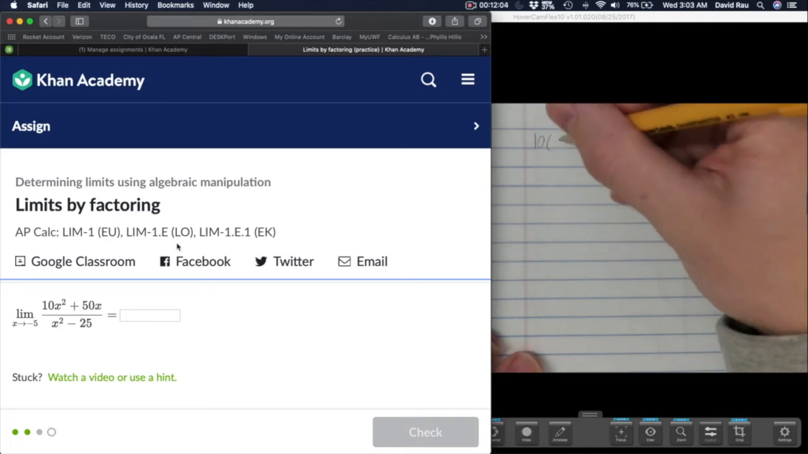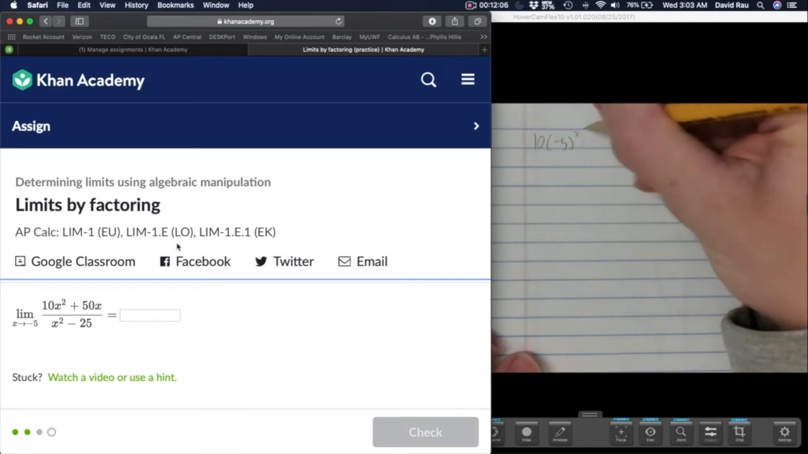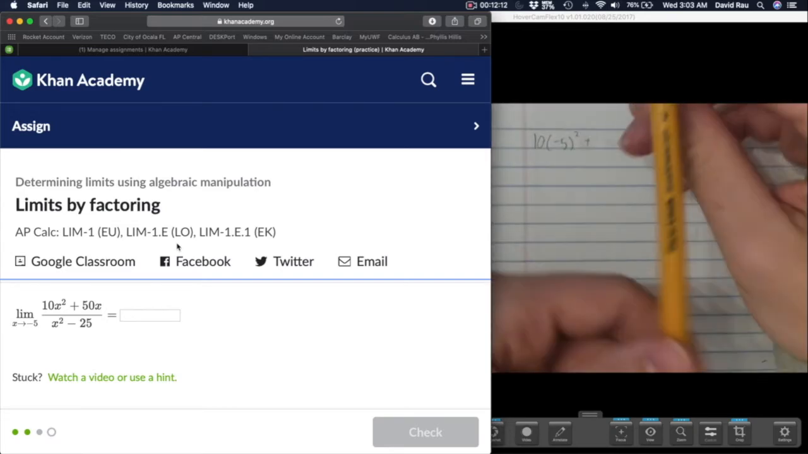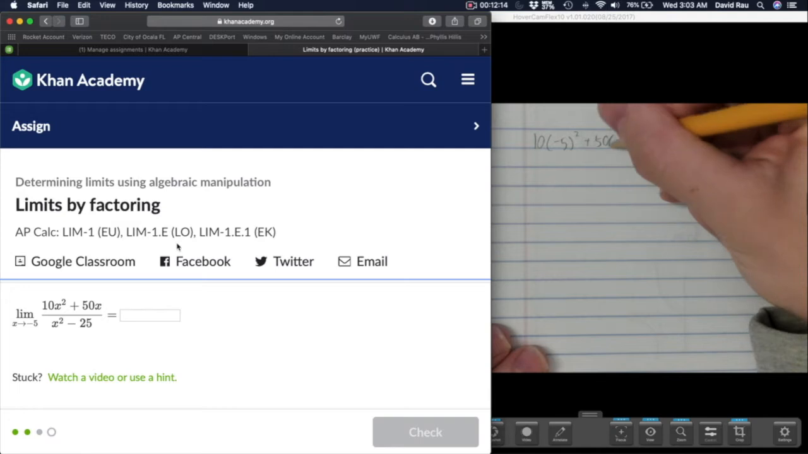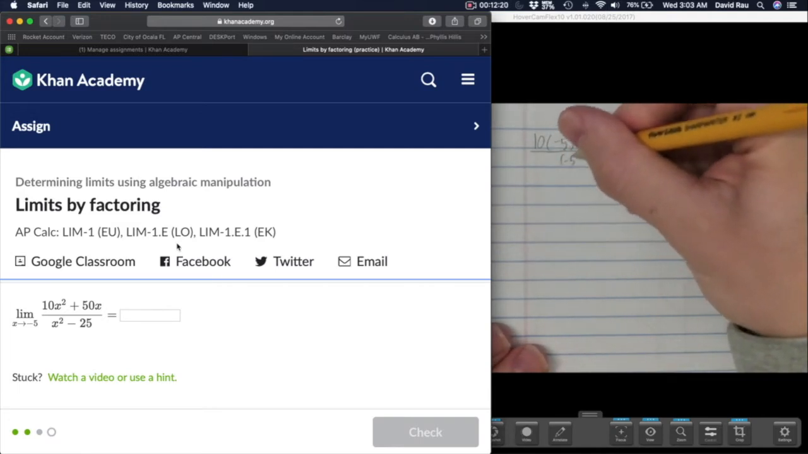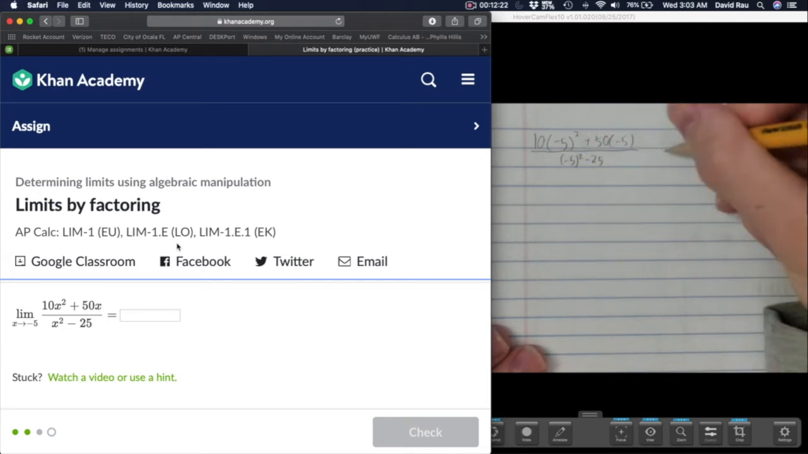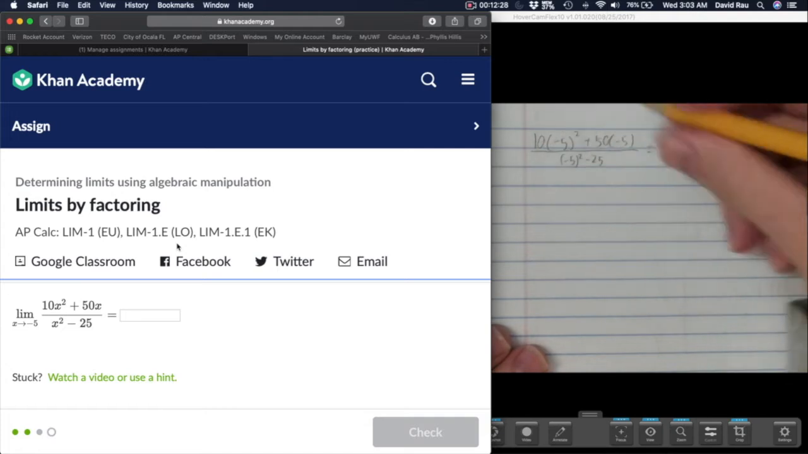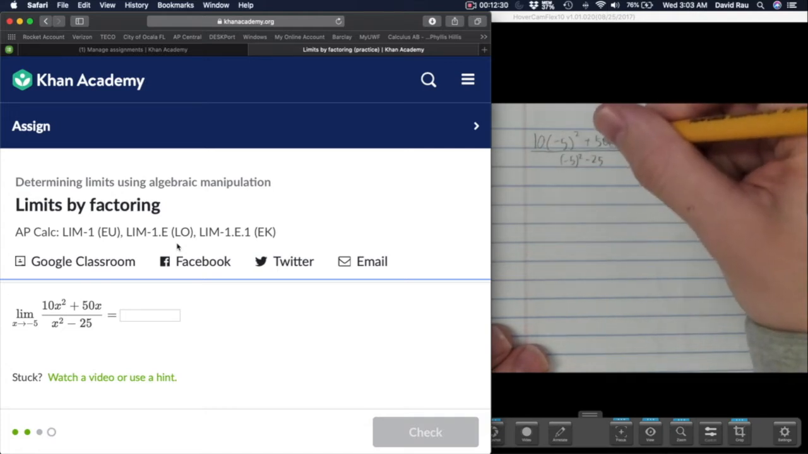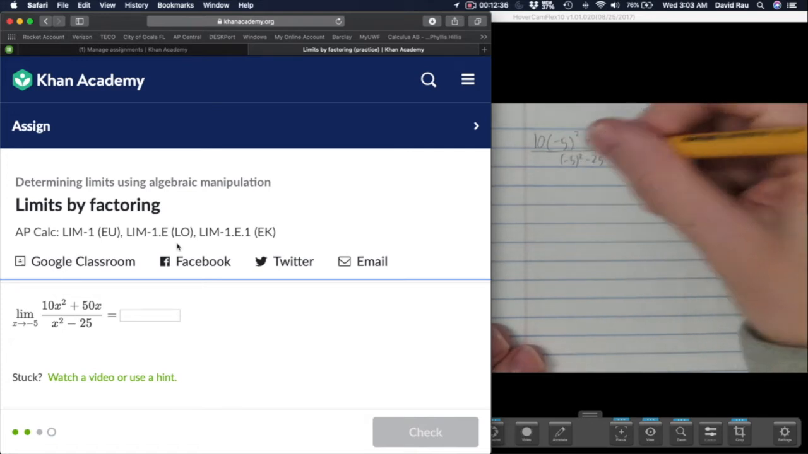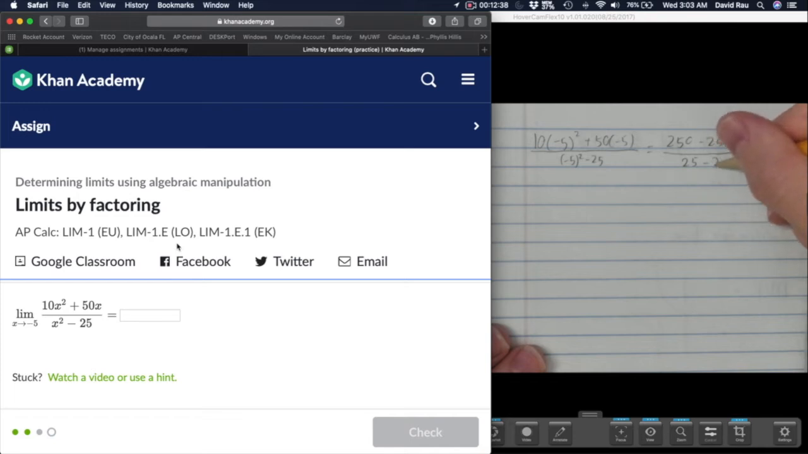All right, so first let's just try plugging in -5 directly. We could actually get an answer that's totally acceptable. 50 times -5 all over -5 squared minus 25. All right, when I do this work here, this is going to be positive 25 times 10 is 250. 50 times -5 is negative 250 over. On the bottom, you're going to end up having positive 25 minus 25. Now this is 0 over 0.